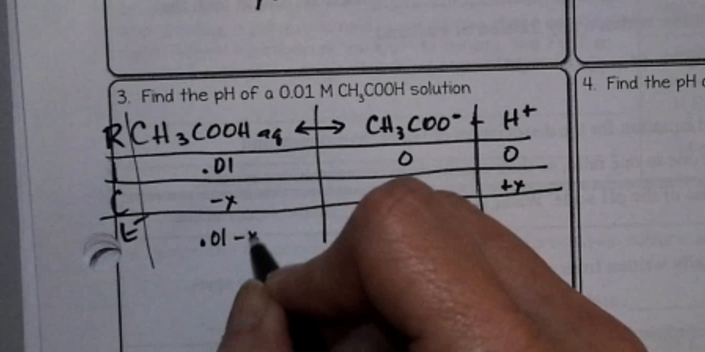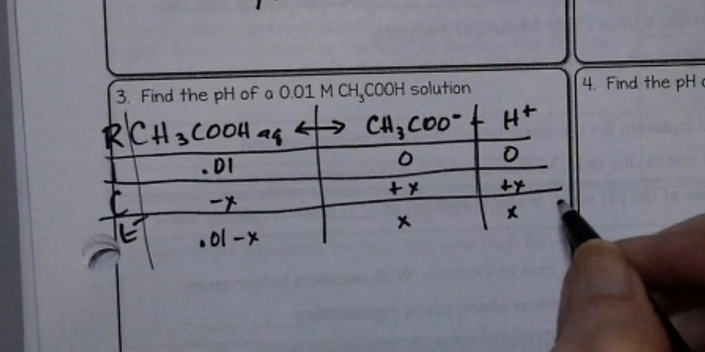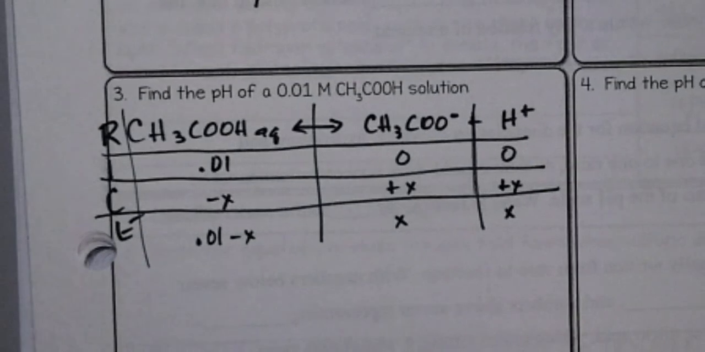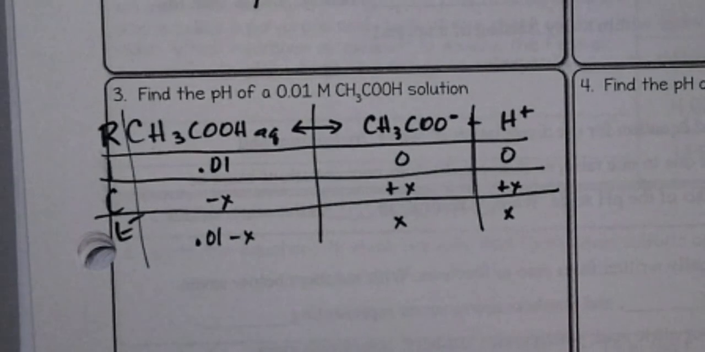So when I put this in here, I'm thinking, well, here's my equilibrium expression. So I've got Ka. What's my equilibrium expression? Ka equals what?